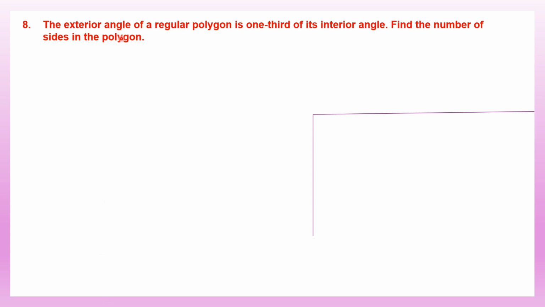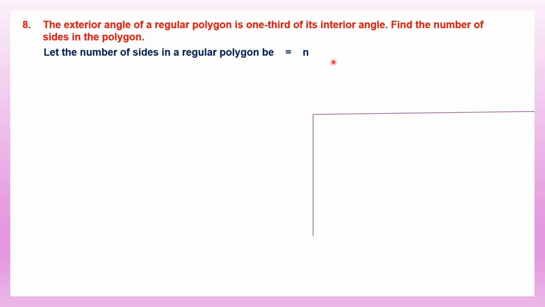Question 8. The exterior angle of a regular polygon is 1/3 of its interior angle. Find the number of sides. To find the number of sides, we can use the formula for exterior angle or the formula for interior angle, but we don't know both, isn't it? So first we need to find that. So let's write this down.